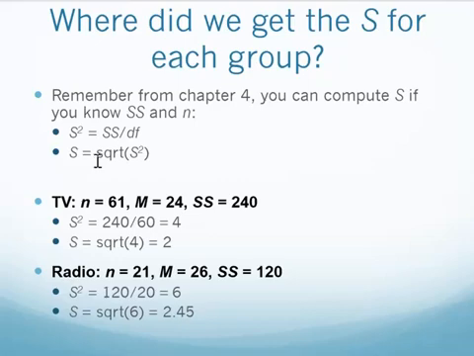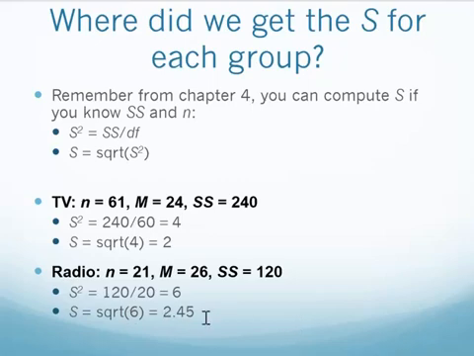Then to figure out your standard deviation, all you do is find the square root of your variance. So to figure out the standard deviation, you take the square root of the variance, which is 4, and you're going to get a standard deviation of 2. Same thing for the radio group. You're given the sum of squares. You know your sample size. So to compute the variance, you're going to go 120 divided by 20, which will give you 6.